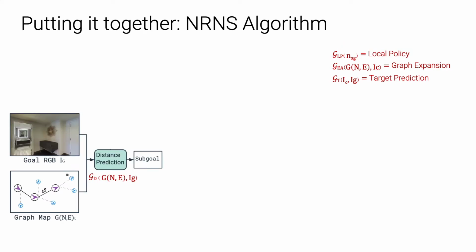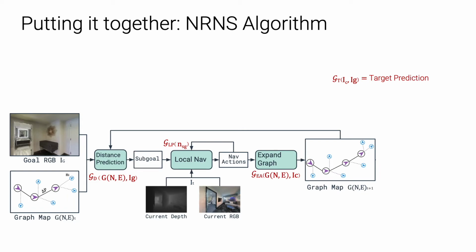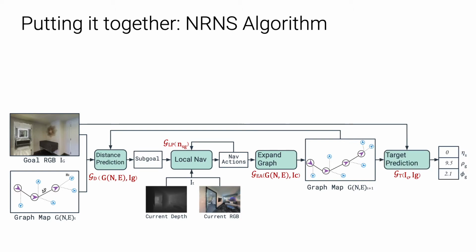First, given the current topological graph and the goal RGB image, the agent predicts the distance to goal for each unexplored node. It then selects the goal node with the lowest predicted distance to the goal as the subgoal. Then, using the depth-based local navigation policy, the agent takes navigation actions to reach the subgoal. Upon reaching the subgoal, the agent updates the graph with its new observations at the current location and then expands the graph with new unexplored nodes in the geometrically explorable areas.